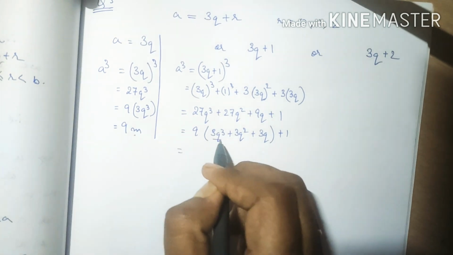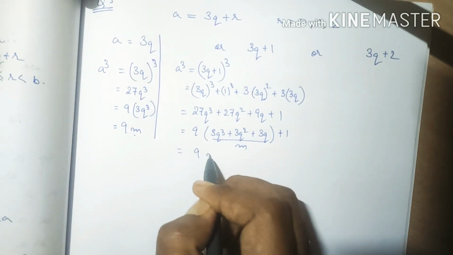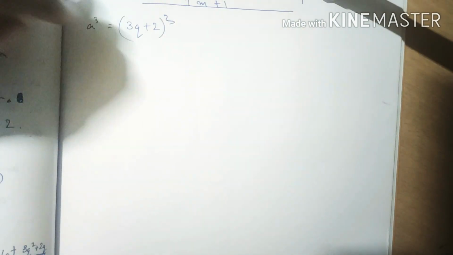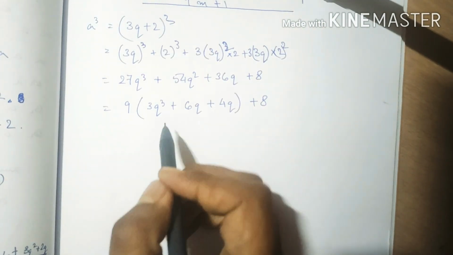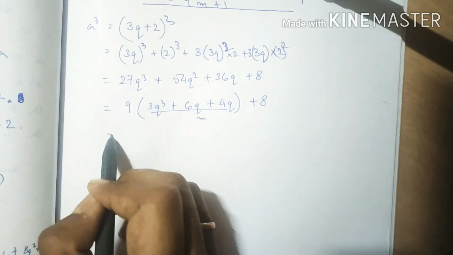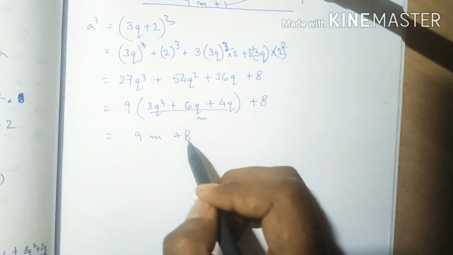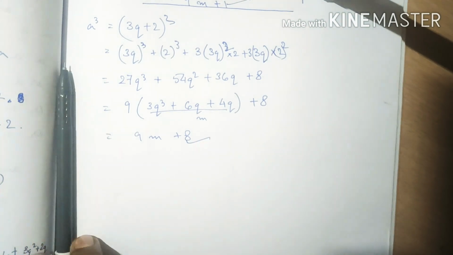So we'll take this part as m. So now this is 9m plus 1, right? So for the next part we will cube this term. Now this we will take as m, and we have 9m plus 8. So these three were the terms we needed to achieve, and we have achieved that.